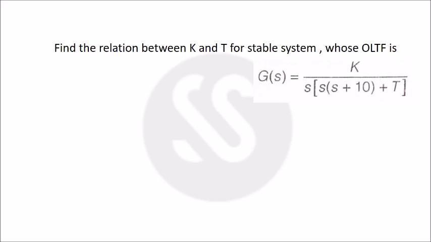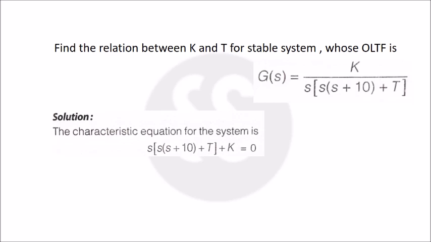From the open loop transfer function, we can find 1 plus G(s)H(s) is equal to 0. When you equate this 1 plus G(s)H(s), here H(s) is 1. Let's consider a unit feedback system. So when you equate, we reach this formula: s(s plus 10) plus ts plus k equal to 0.